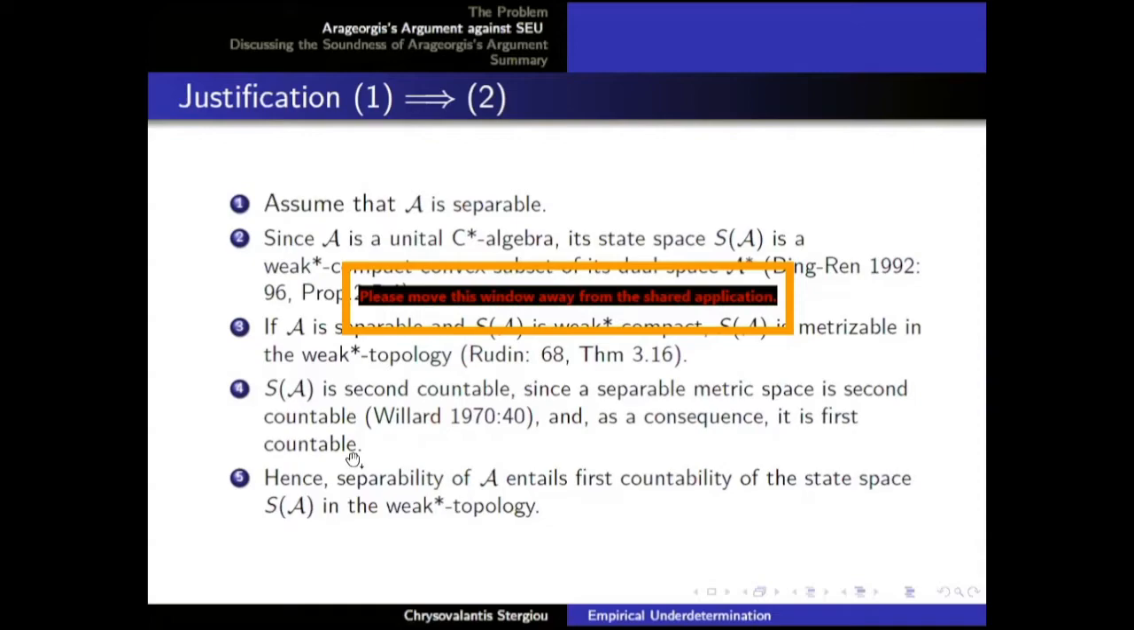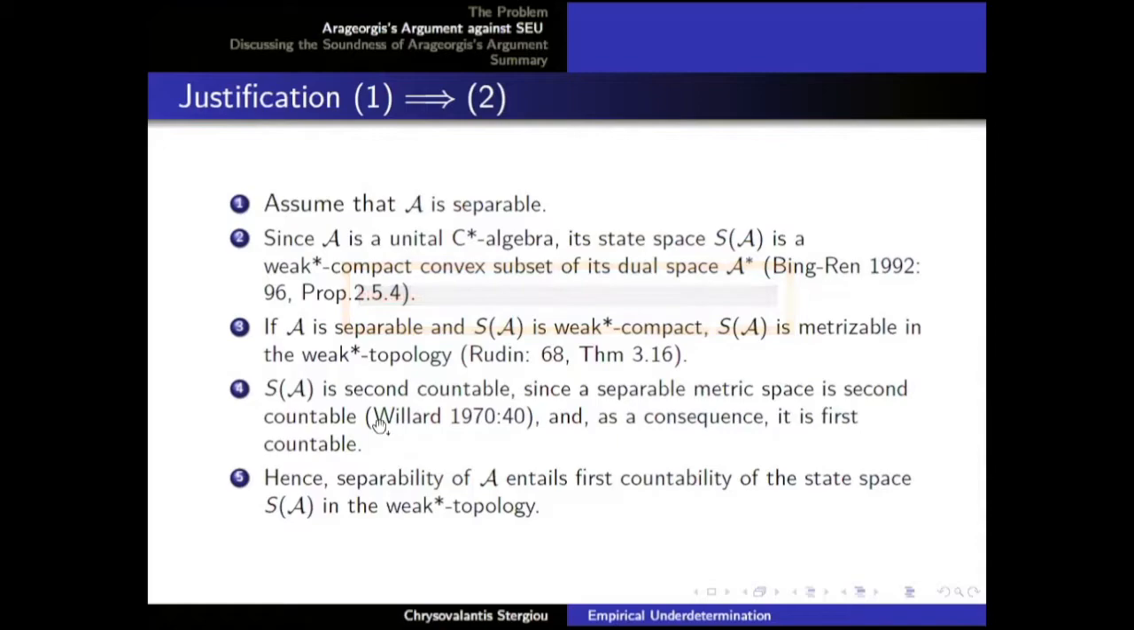And in this way, we can move from the separability of the algebra, and of course the fact that it is a unital C*-algebra, never forget that, because we need it here, to the first countability of the state space, which is the first step in the argument.